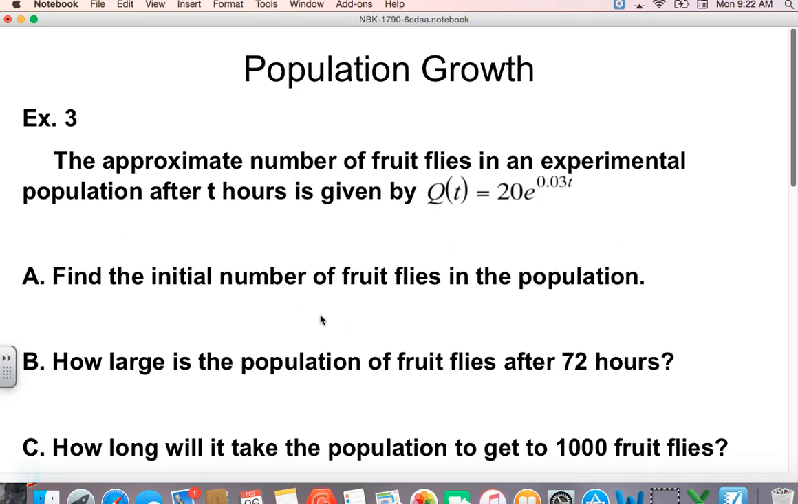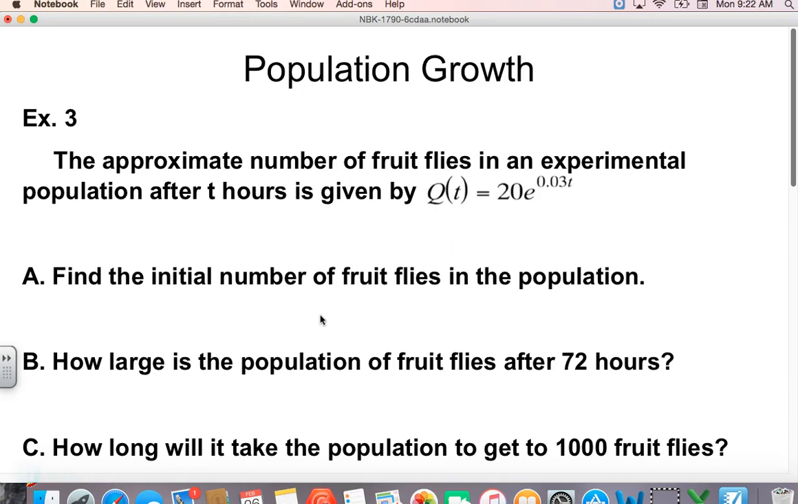So we do 20. Now we've got e on this one, e raised to 0.03 times t, or x. We can graph it and then look and see where it is. When x is 0, what do we get? So look at your table. When x is 0, your initial amount is 20. So we've got 20 fruit flies to start.